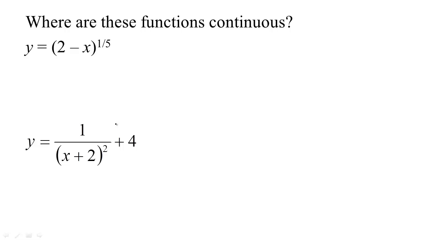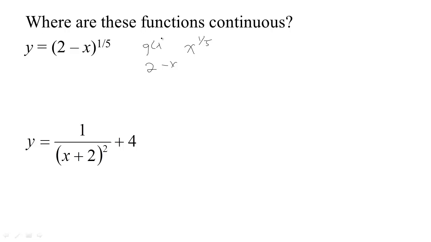functions are continuous. Well, this function is going to be continuous everywhere, right? Because for any number, we could always take the fifth root because it's an odd kind of root, so this function is continuous everywhere. What we're saying basically is that the fifth root function is continuous, and 2 minus x is continuous, and so their composition is continuous.